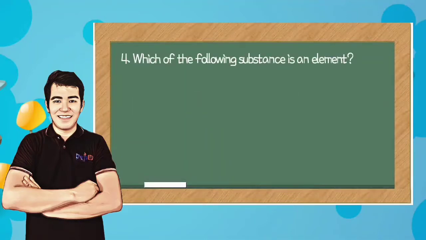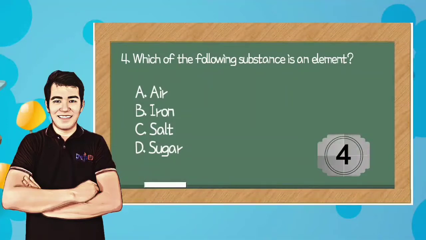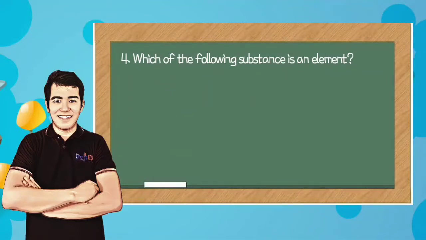Number 4. Which of the following substances is an element? A. Air, B. Iron, C. Salt, or D. Sugar. Your time starts now. Time's up. Let's reveal the answer. The correct answer is B. Iron.